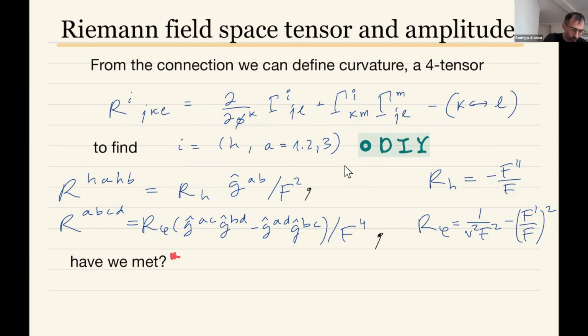The first case is proportional to that inner metric over v squared and a function R of h. And the other one is proportional to another function with an inner metric in there. These functions look like R sub h, like the second derivative of f over f itself, or R of phi, 1 over v squared minus the logarithmic derivative of f squared.